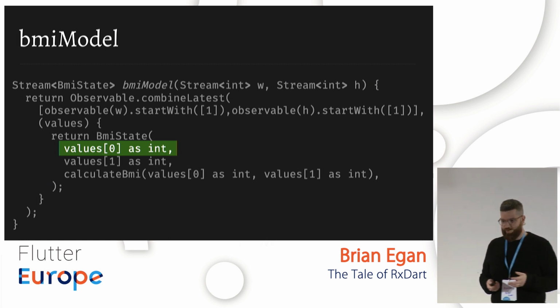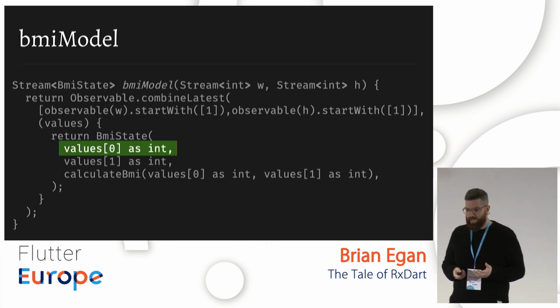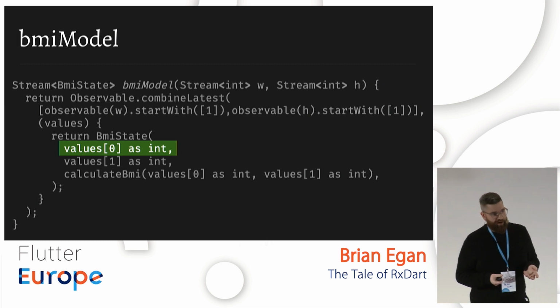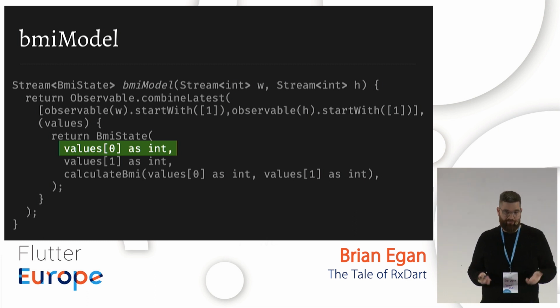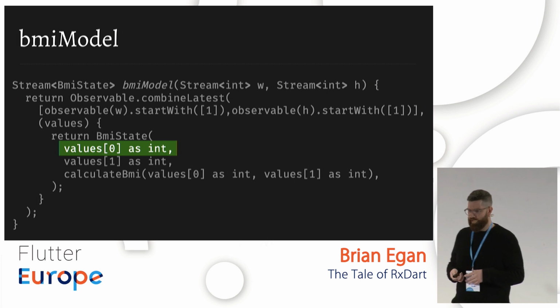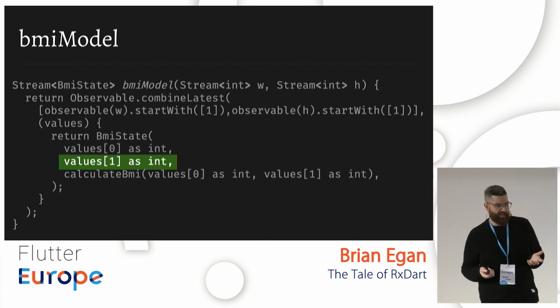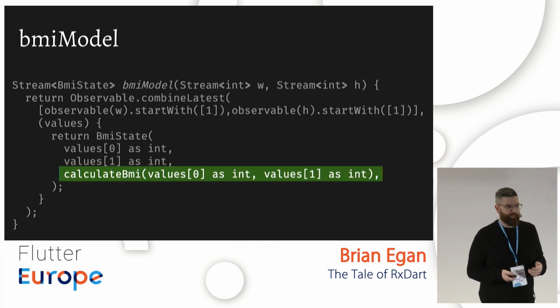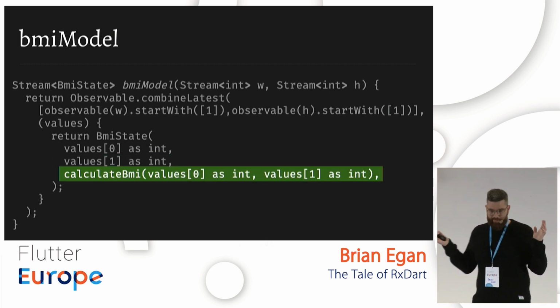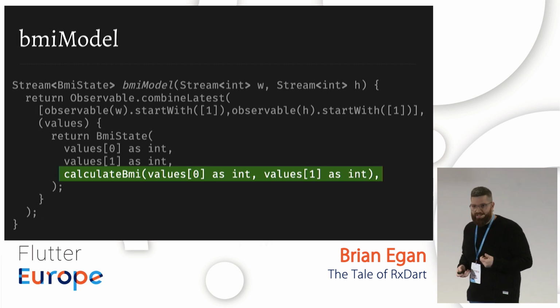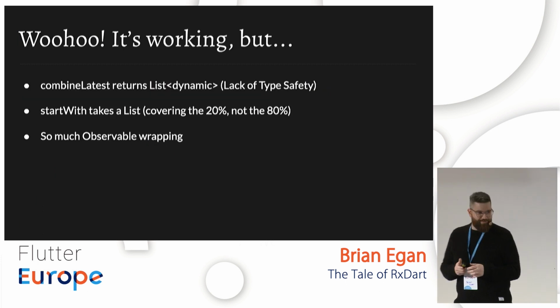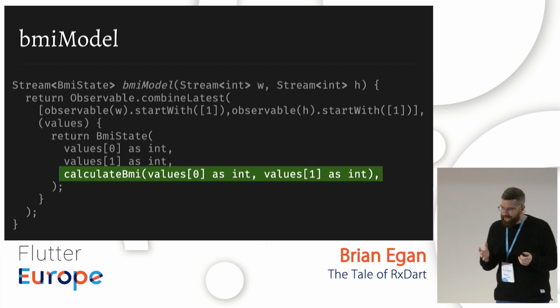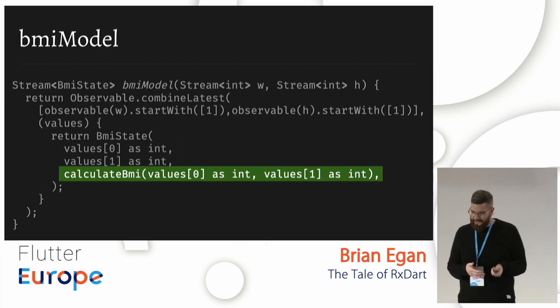But there's a couple little things that are a little weird here, as you can see. So at this point, what we get in the callback function is a list of dynamic values. And so this was a little funky, so I had to say, like, okay, value 0 as an integer, value 1 as an integer, and then calculate the BMI, which is just a function that'll calculate the BMI, doing the same sort of casting. And so if I do a quick review, we've got our function. It's working, actually. It's good. Tests are starting to pass.